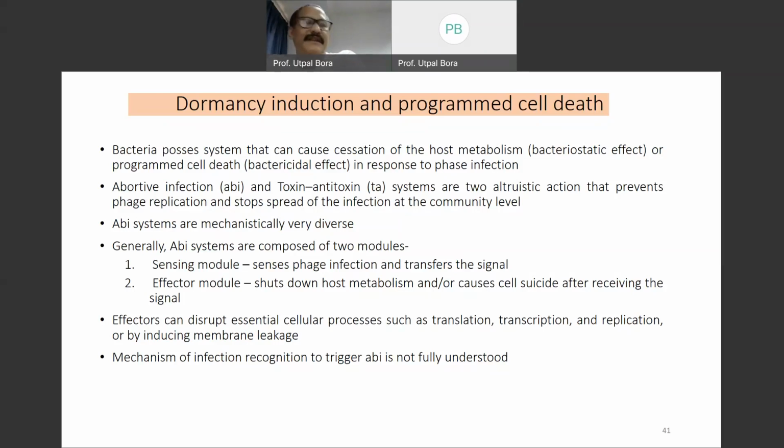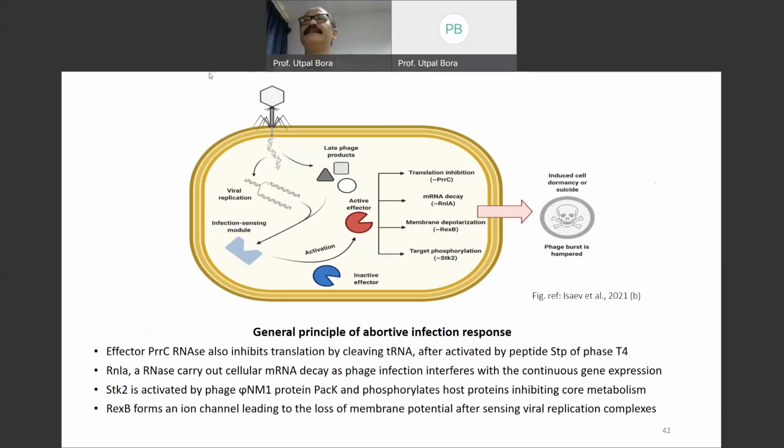Effectors can disrupt essential cellular processes such as translation, transcription, and replication, or act by inducing membrane leakage. The mechanism of infection recognition to trigger ABI is not fully understood yet. So here you see the general principle of abortive infection responses.